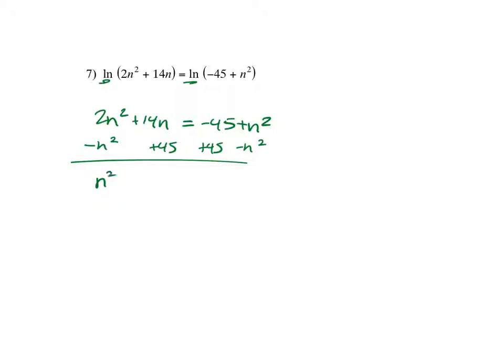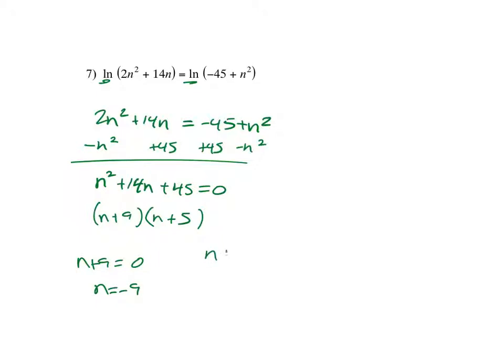And here, again, I have the same logarithm. So now I have 2n squared plus 14n equals negative 45 plus n squared. So I know that I have a quadratic equation. So I'm going to add 45 on both sides and subtract n squared. So n squared plus 14n plus 45 equals 0. I have a quadratic equation. If you want, you can use the quadratic formula, but this one factors into n plus 9, n plus 5. So n plus 9 equals 0, so n equals negative 9. n plus 5 equals 0, so n equals negative 5.